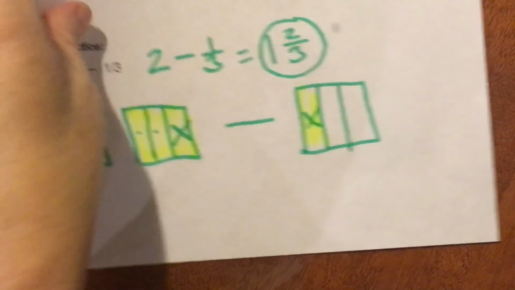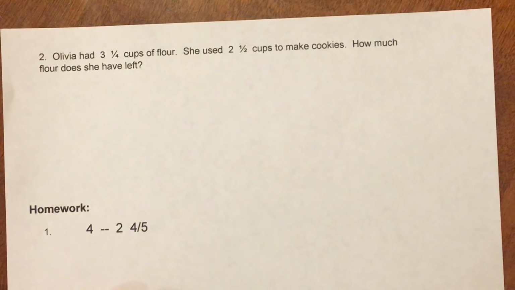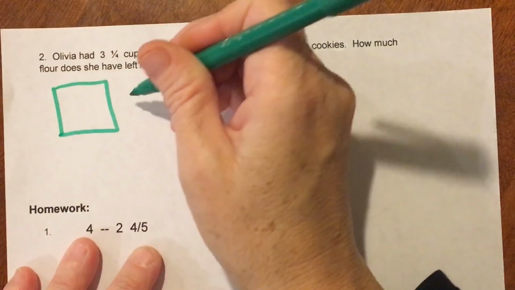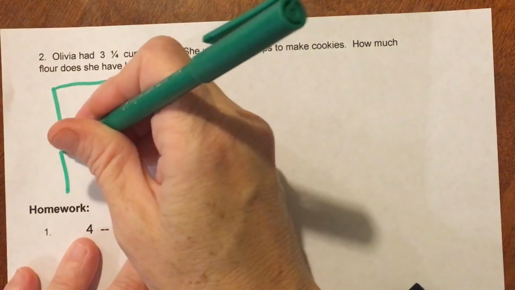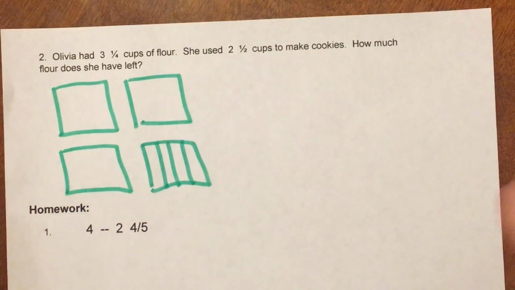Okay, let's try a little bit more complicated one. Okay, my next one says, Olivia has 3 1/4 cups of flour to make cookies. She used 2 1/2 cups to make cookies. Whew, I messed that up a lot. How much flour does she have left? Okay, so let's see what we have going on here. First, we're gonna draw and shade. So I have 3 1/4. So let's cut that into fourths.